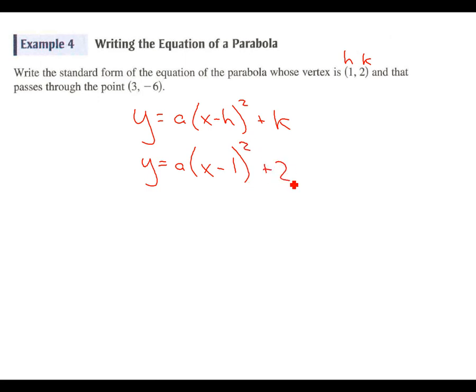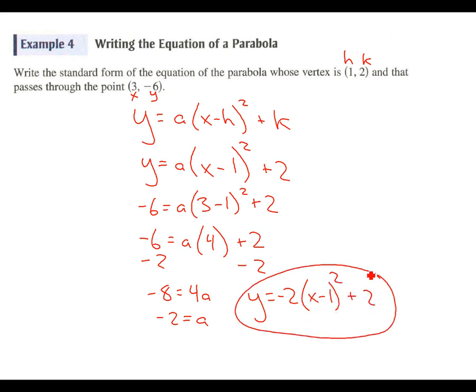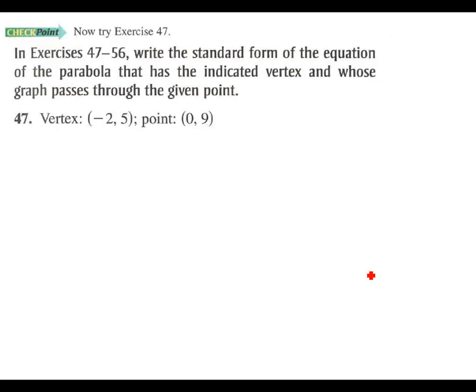And now at this point, we don't know the a, but we can figure it out by plugging in the x and the y numbers that we've been given. So negative 6. We don't know a yet, but we do know that x is 3. And so let's go solve this thing. A, 3 minus 1 is 2. 2 squared is 4 plus 2. Let's subtract. We're going to get negative 8 equals 4a. So look at that. Negative 2 equals a. And so we can write our final equation. Y equals negative 2 x minus 1 squared plus 2. All right? Plug in everything that's given and solve for a. Your turn. Problem 47.